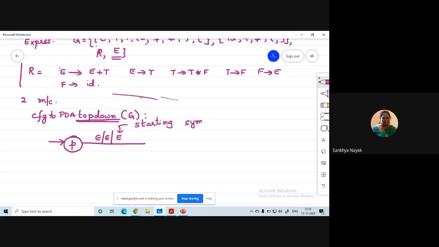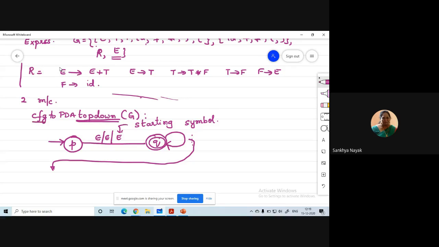So push this starting symbol and change the state to some other state. Let us call it Q. And remaining everything we are going to do in Q. Here, whatever is there, I am going to write it below here. But everything else we are going to do in Q state. This is the first step.